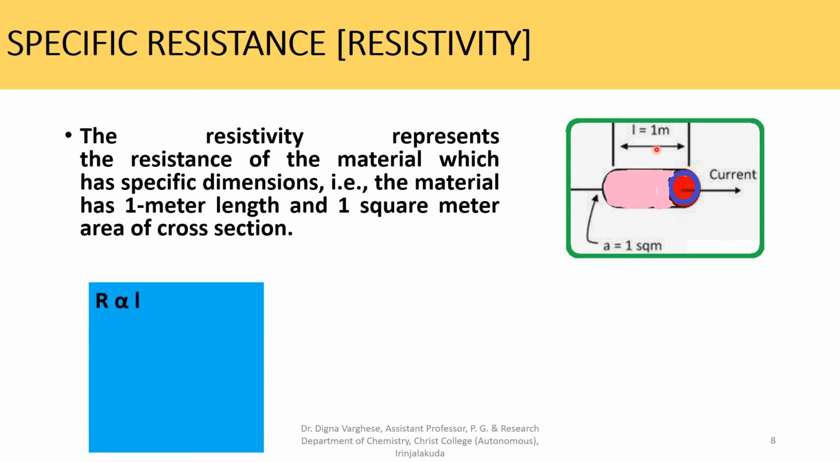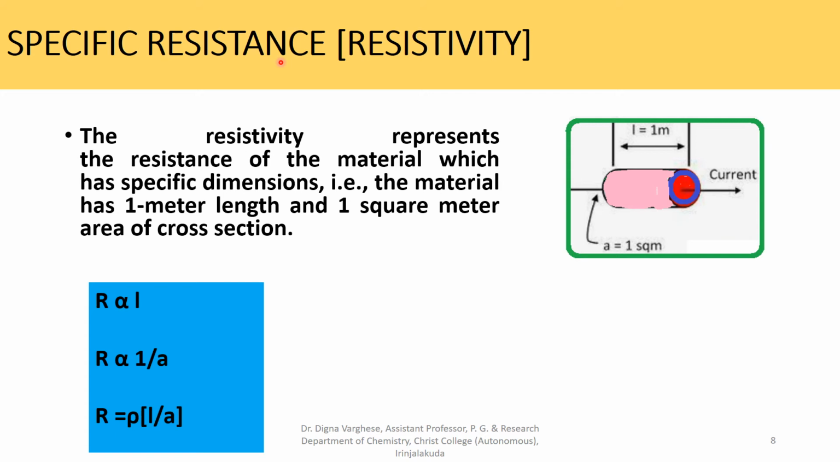The resistance of a conductor is directly proportional to its length. The resistance of a conductor is inversely proportional to its area of cross section. So R is proportional to L, and R is inversely proportional to A. Therefore, the proportionality term is replaced here. R is equal to rho into L by A, where rho is the proportionality constant. Proportionality constant is also called resistivity or specific resistance.